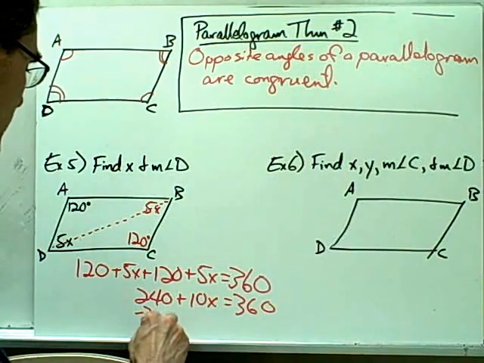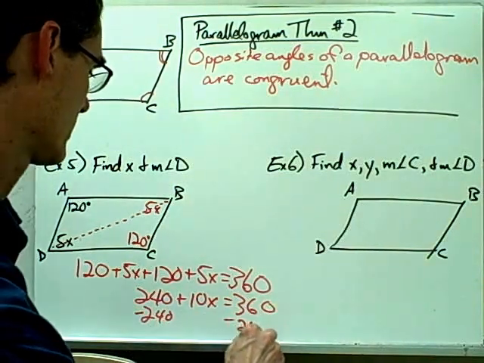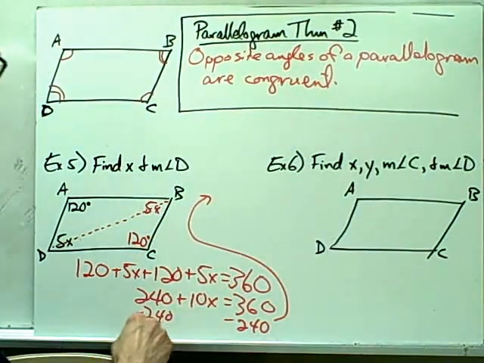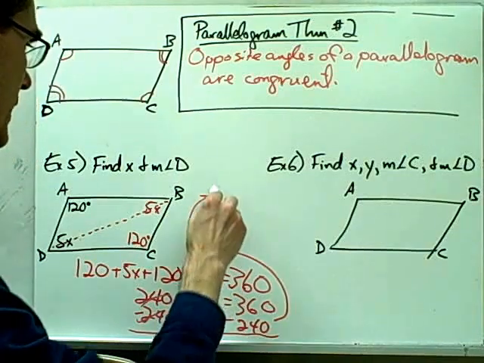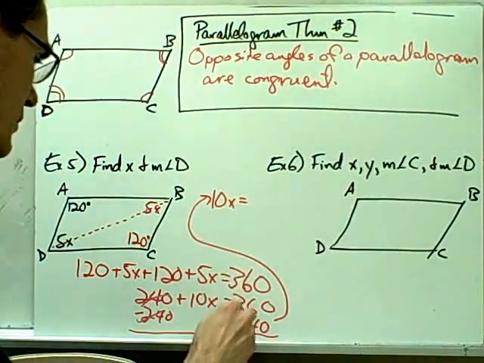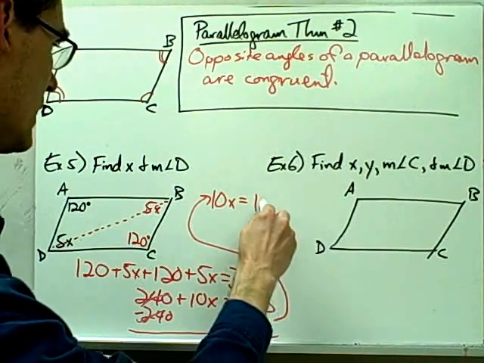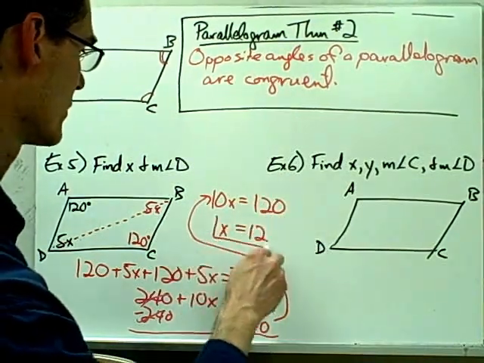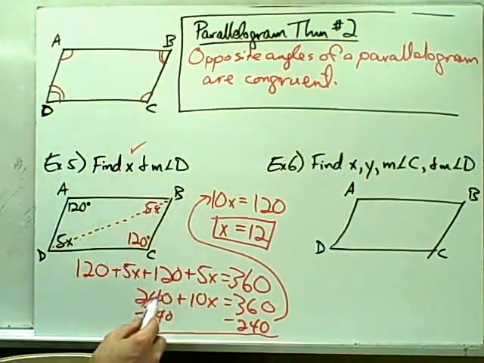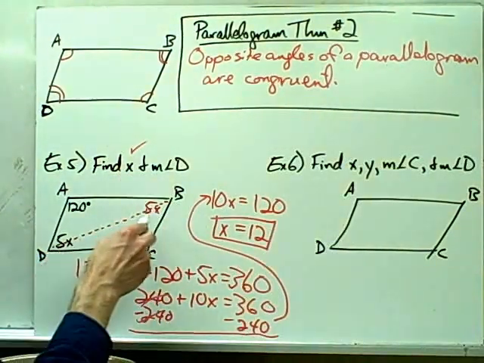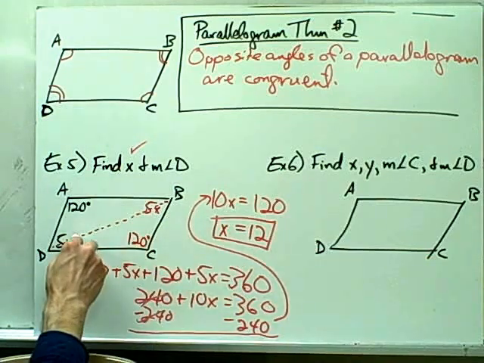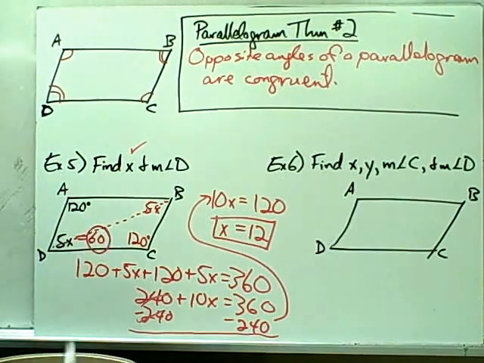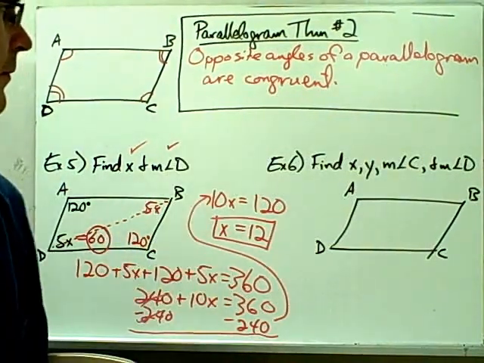and subtract 240 from both sides. So that gives me 10x equals 120. And if I divide both sides by 10, then I get x equals 12. And the measure of angle D is going to be, since x is 12, 5 times 12, which is 60.